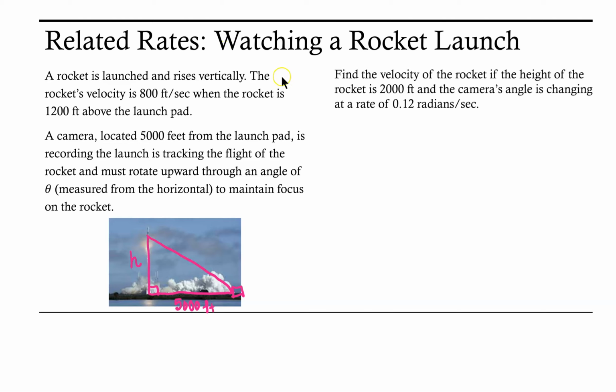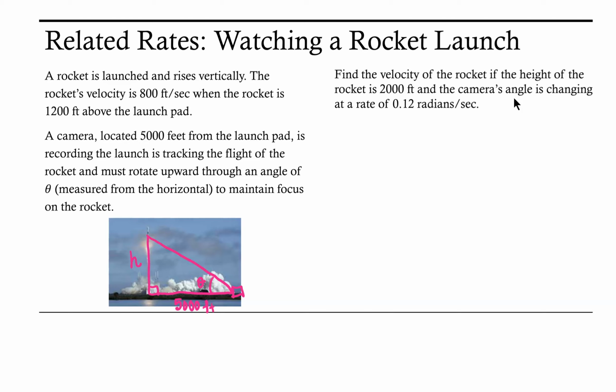Now in this new question, we want to find the velocity of the rocket. If the height of the rocket is 2,000 feet and the camera's angle is changing at a rate of 0.12 radians per second. So notice it mentions the camera's angle, and so we had identified the camera's angle as theta in that location at the vertex containing the camera.